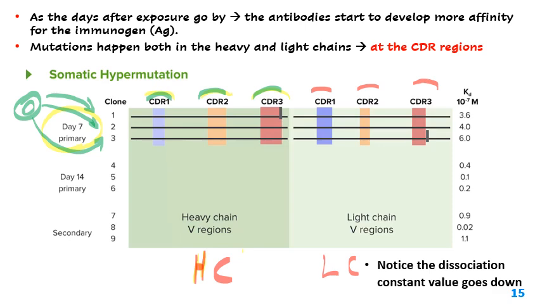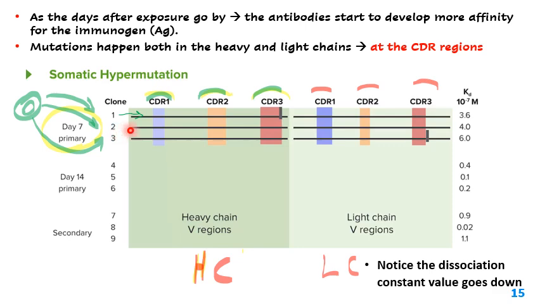Clone number 1 started to mutate one of those hypervariable regions. You see, the mutation is right here. But see, clone number 1 didn't do anything to the light chain. It's exactly the same as the parent cell. Clone number 2 was lazy.